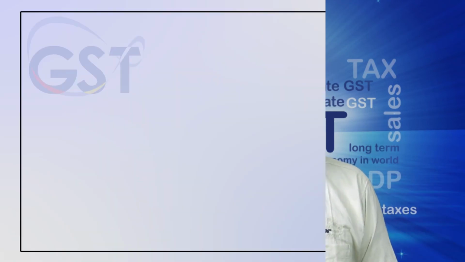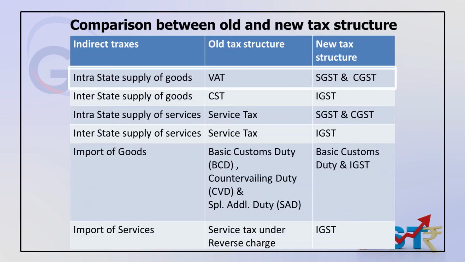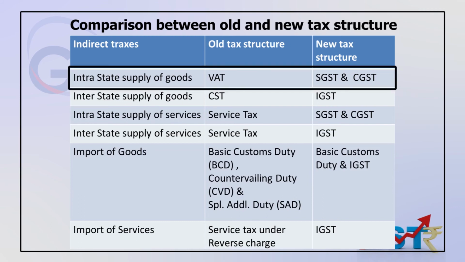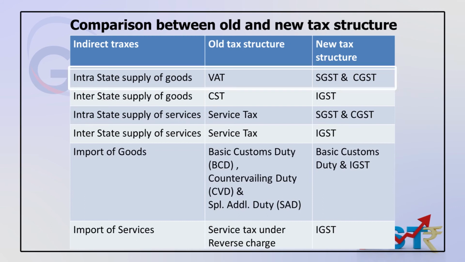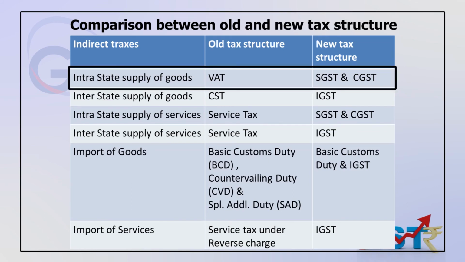Let's see what the changes have been made in the present system. Prior to introduction of GST, we had two types of indirect taxes, central indirect taxes and state indirect taxes. But in the GST regime, there is a structural change. Let's see what changes have been made in the indirect tax structure. There are two types of transaction, interstate and intrastate. There are two types of supply, goods and services. So, in case of intrastate supply of goods, what happened earlier? The VAT was affected. But now, in the new tax structure, it would be split as SGST and CGST.